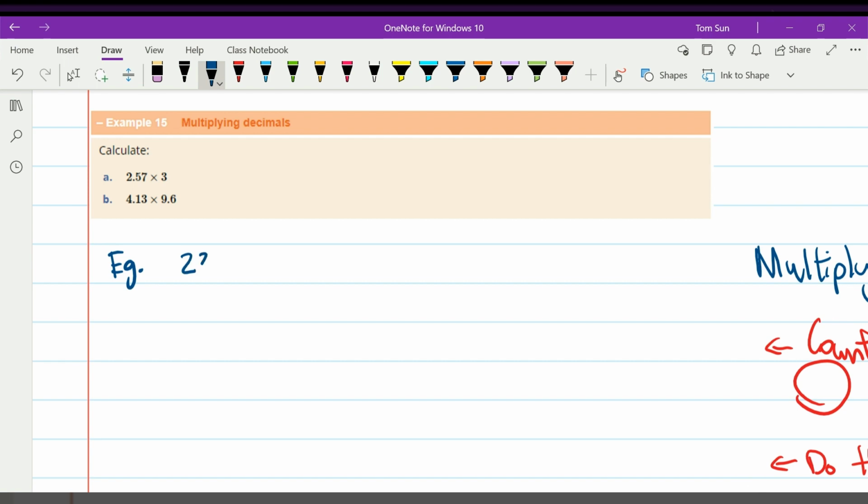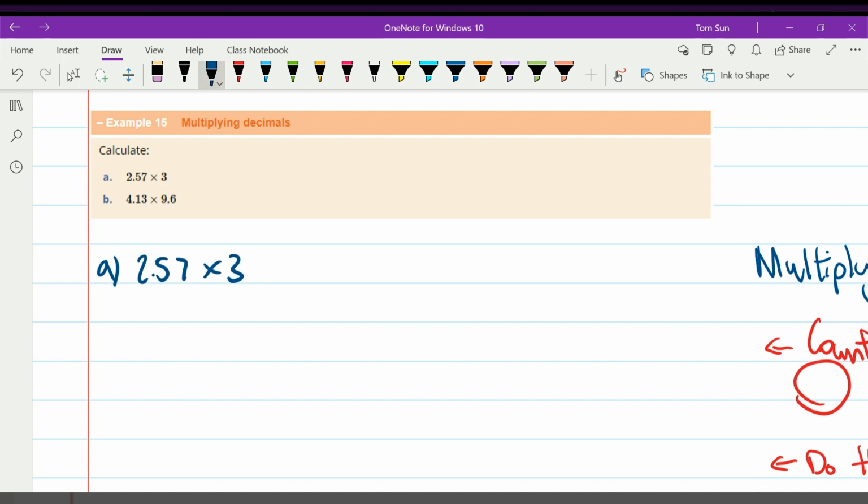If I was doing 23 times 3, then I could easily go 23 times 3 vertical algorithm. So this becomes 9, this becomes 6. Okay, this is an example of vertical algorithm. We're doing the same thing here with decimals, but there's a special trick that we need to do regarding this. So let's take a look at the question.